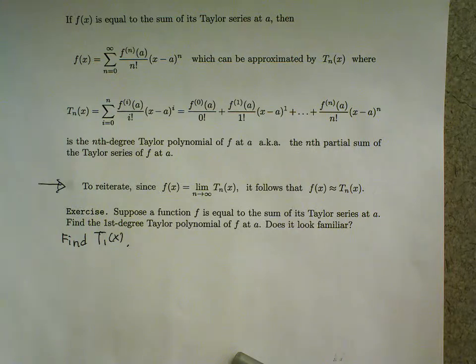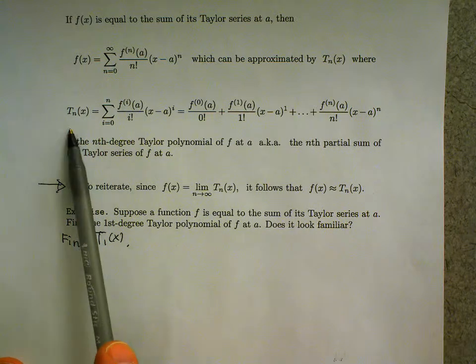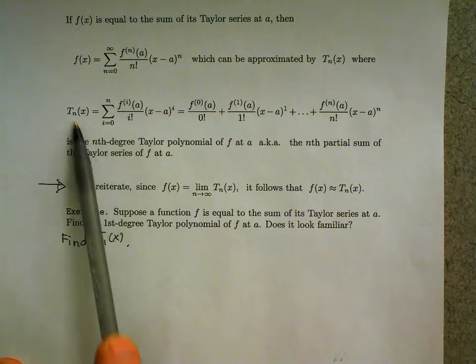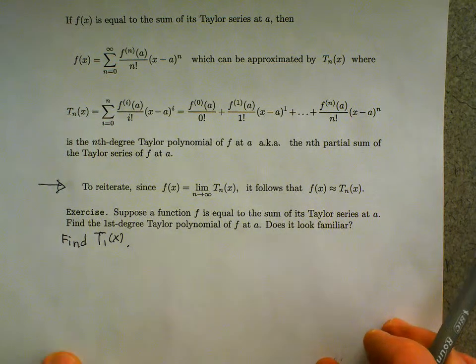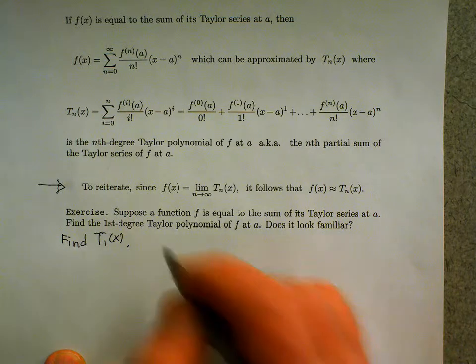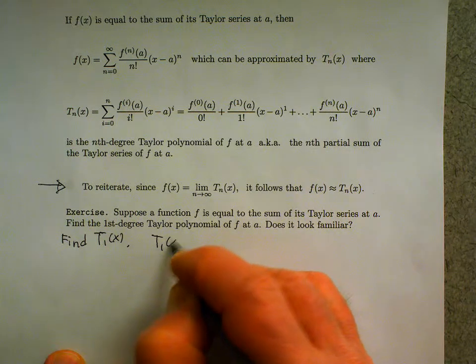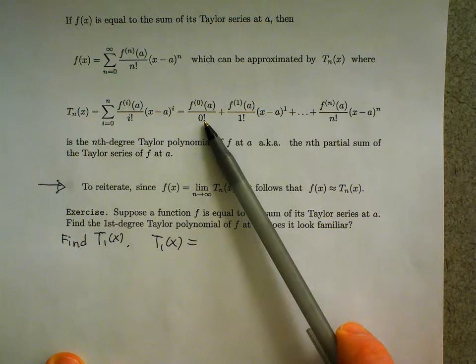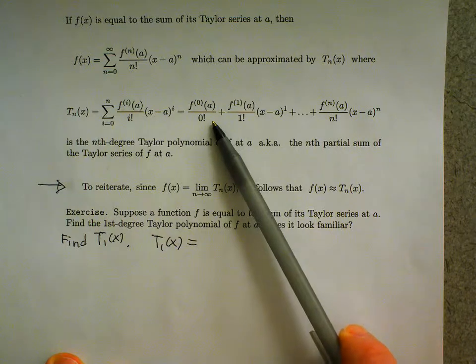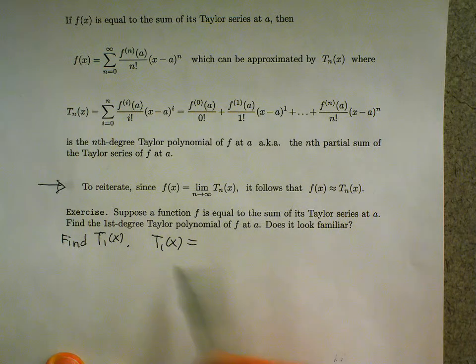Do you have an answer? We can use the formula for t sub n of x. So t sub 1 of x, the first term is just the function evaluated at a. So the first term is f of a.